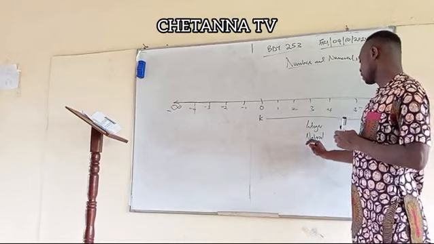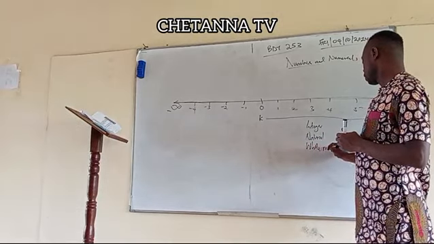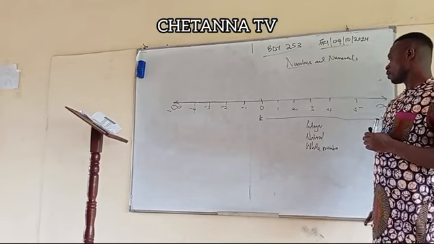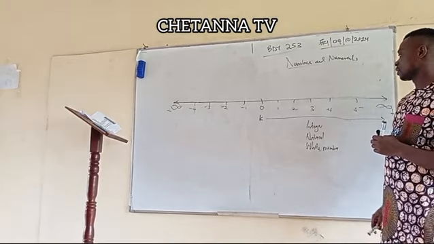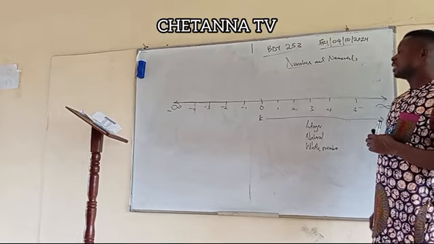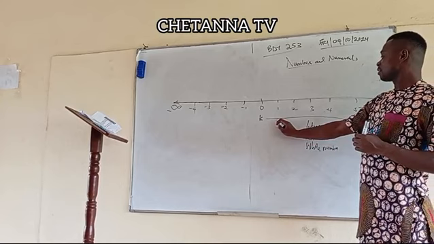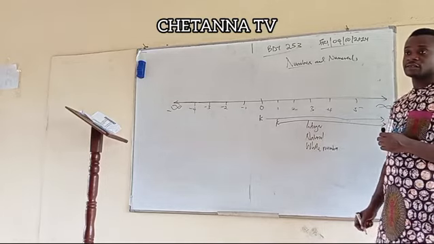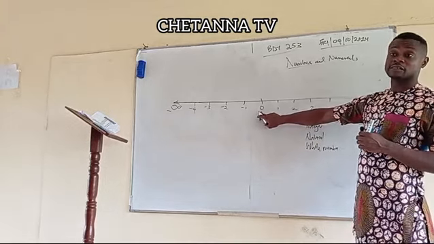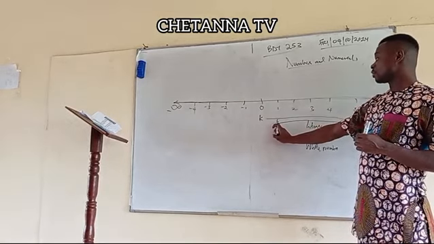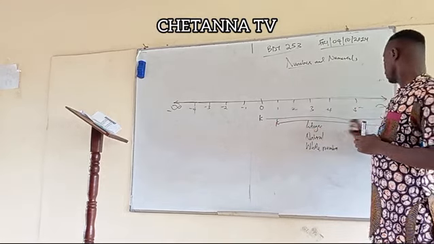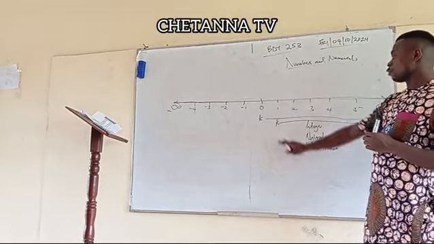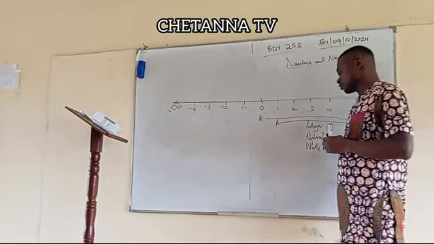Now another one is whole numbers. Whole numbers are the positive integers from 1 to positive infinity. So 0 is not a whole number. Am I communicating? Whole numbers start from here, from 1 to the positive infinity.